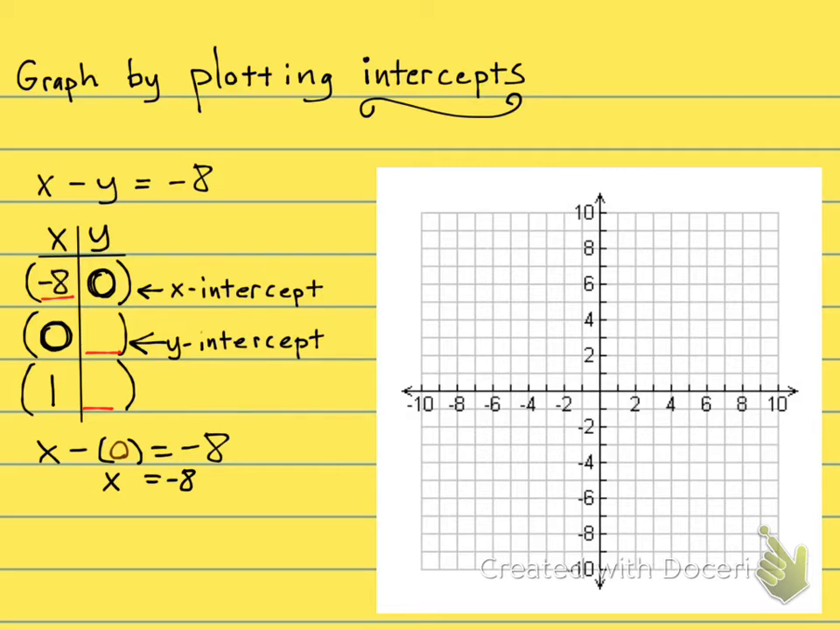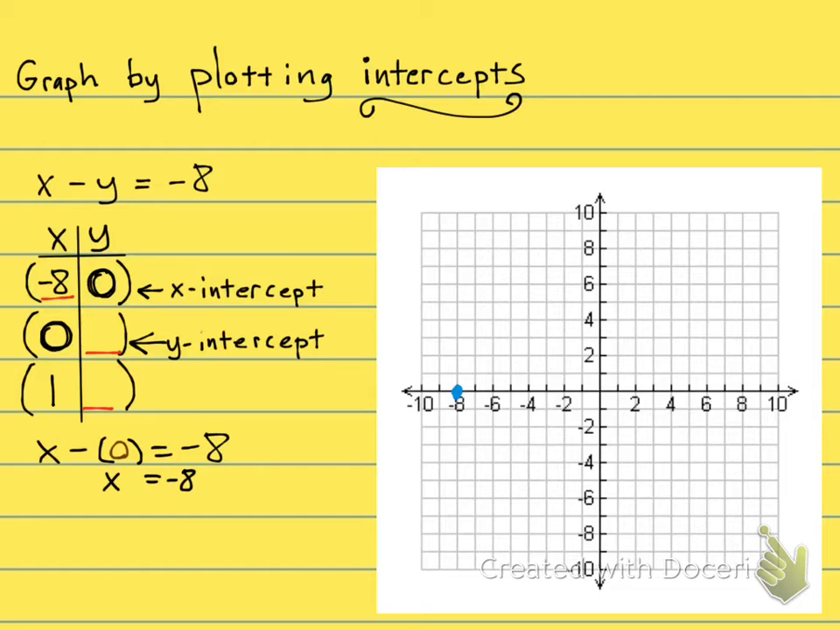It is -8, 0. And if you want to, you can go plot it right now. -8, 0 is right there. That's where the line's going to cross the x-axis. Now let's find the y-intercept.